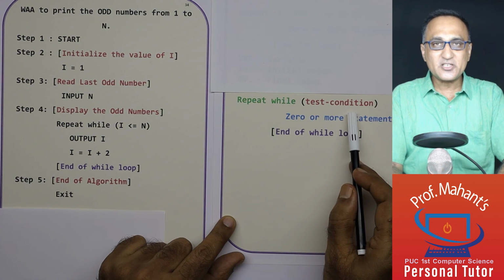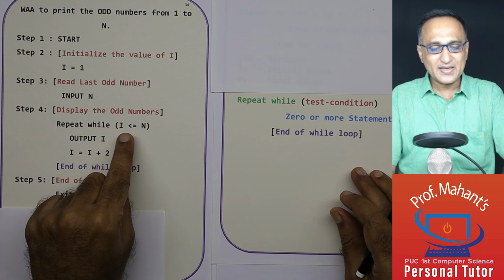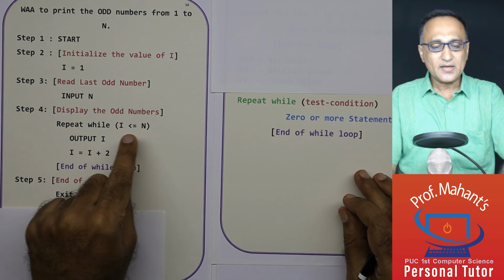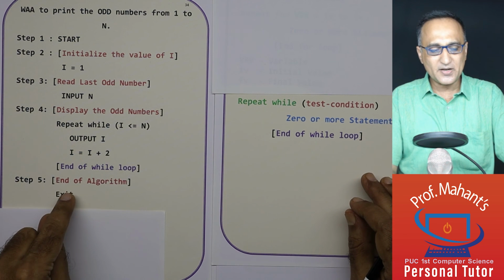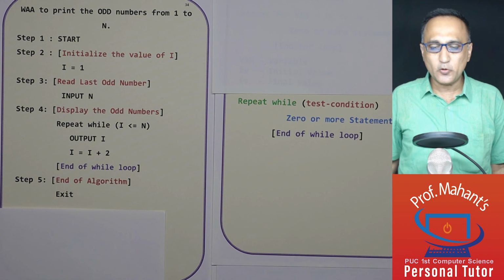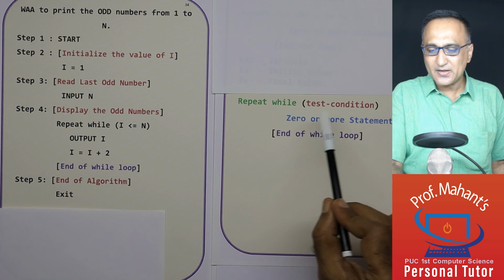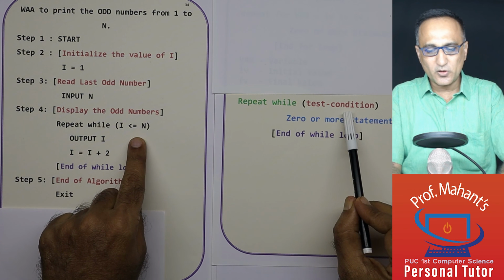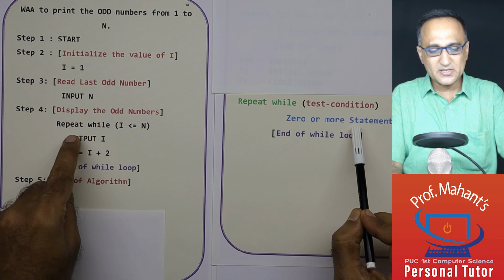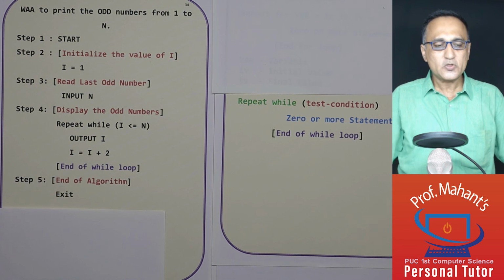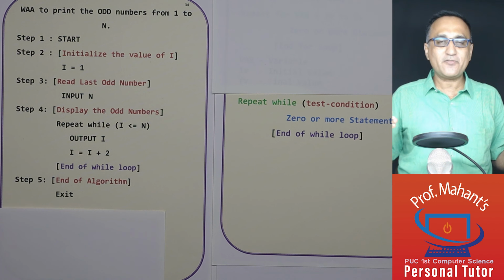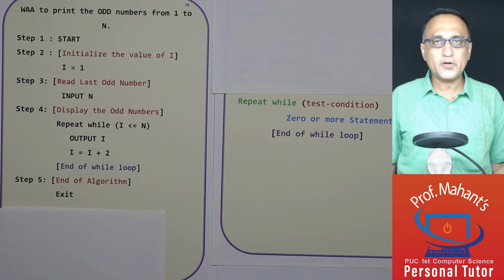How does the test condition remain true? If the value of I is less than or equal to n. If the value of I goes above n, then this condition becomes false and we come out of this loop. So take a look at this test condition: is I less than or equal to n. The zero or more statements are these two statements. End of the while loop. So I hope you have made sense of how to print odd numbers from 1 to n.